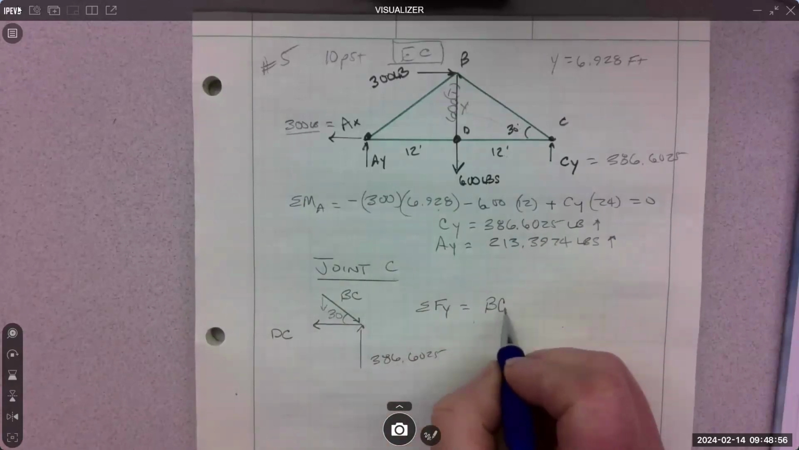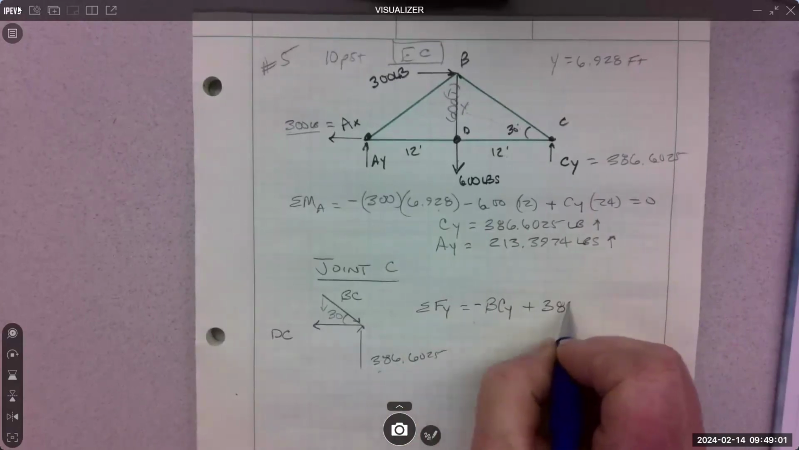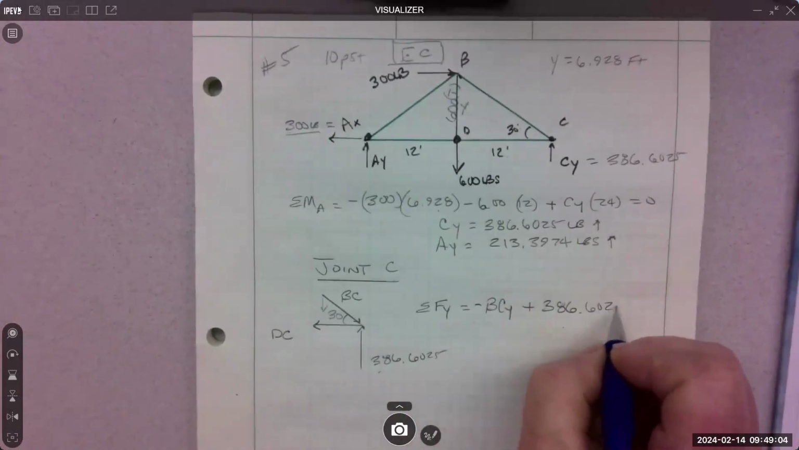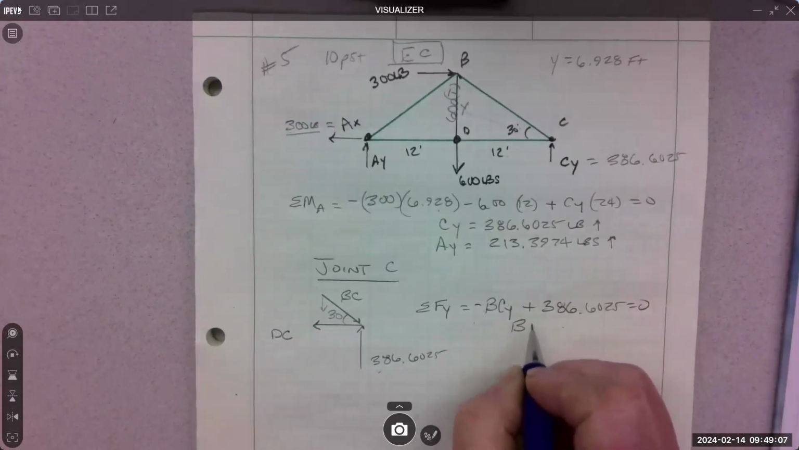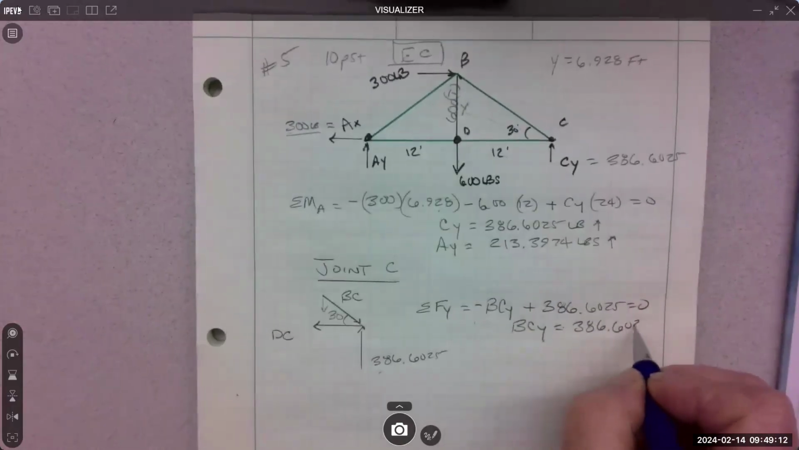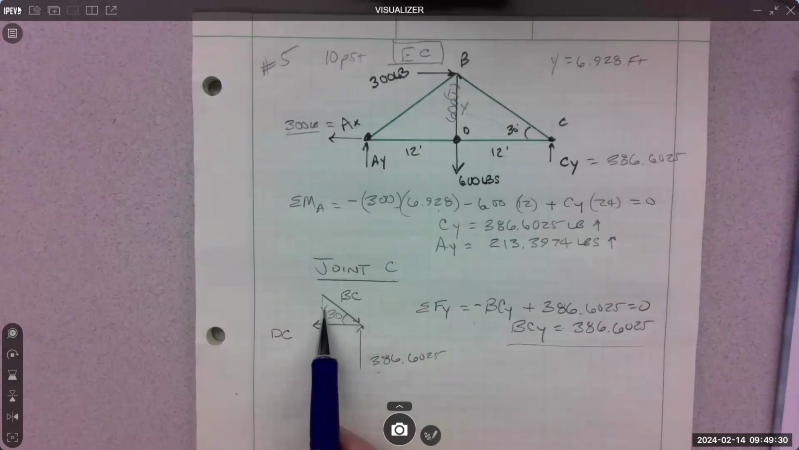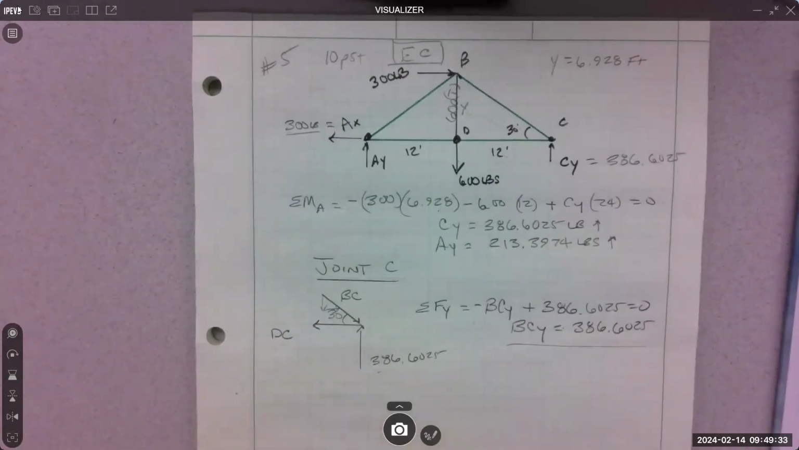BCY comes down, 386 goes up. I don't actually care that you write that out. By now, if we're starting to see that those two are equal and opposite, you can just note that BCY equals the 386. Now I can go for BC, which is the hypotenuse of this triangle with its components.